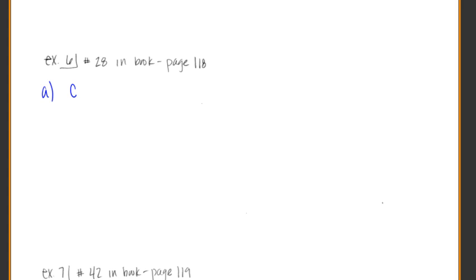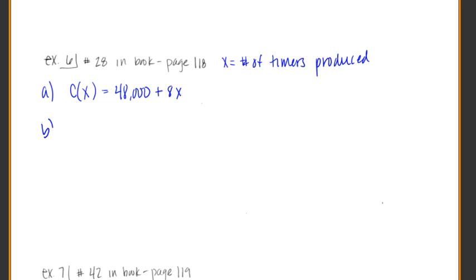First of all, what is the cost function? Well, let's define our variable first. x is going to be the number of timers produced. I need to know that because if I go C of, I need to put in the variable we want to describe, which is the number of timers produced. So the cost function is always a blend of fixed and variable. The fixed cost is already given, it's $48,000. And then it says a production cost of $8 per timer manufactured, so plus 8x.